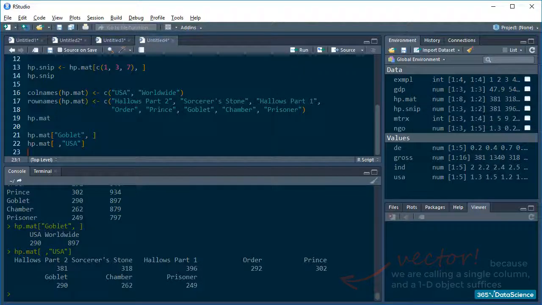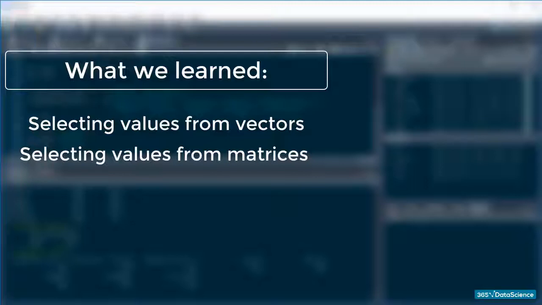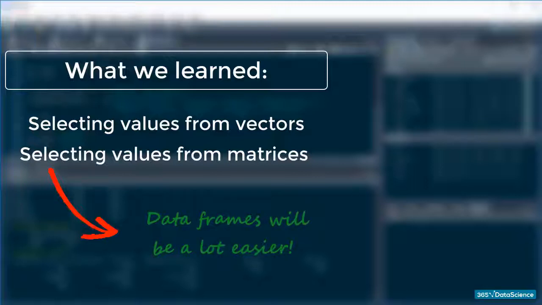Okay, now we know how to select items from vectors and from matrices. This is going to make it a whole lot easier to deal with data frames, as there are only a couple of differences between them and what we're learning here. But we'll get to that in a few lessons.